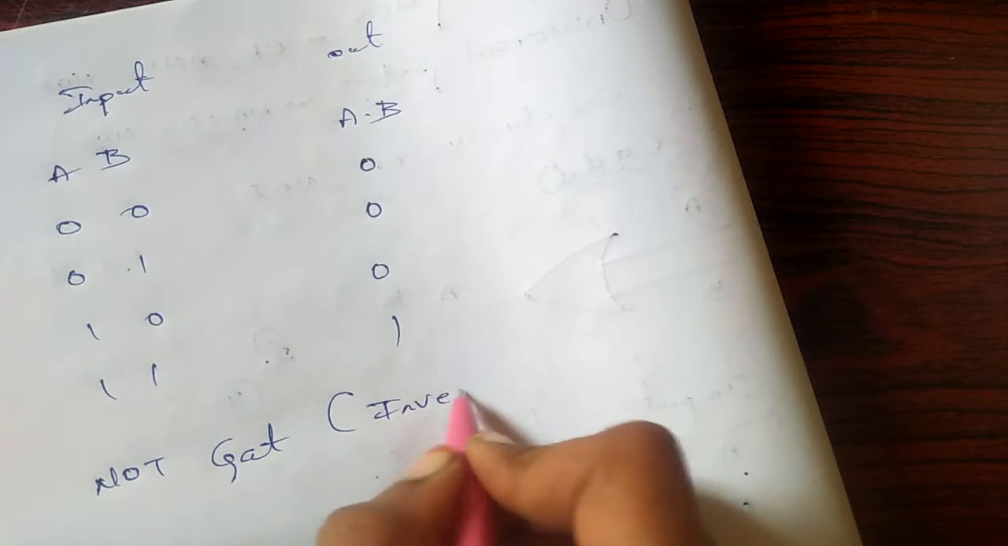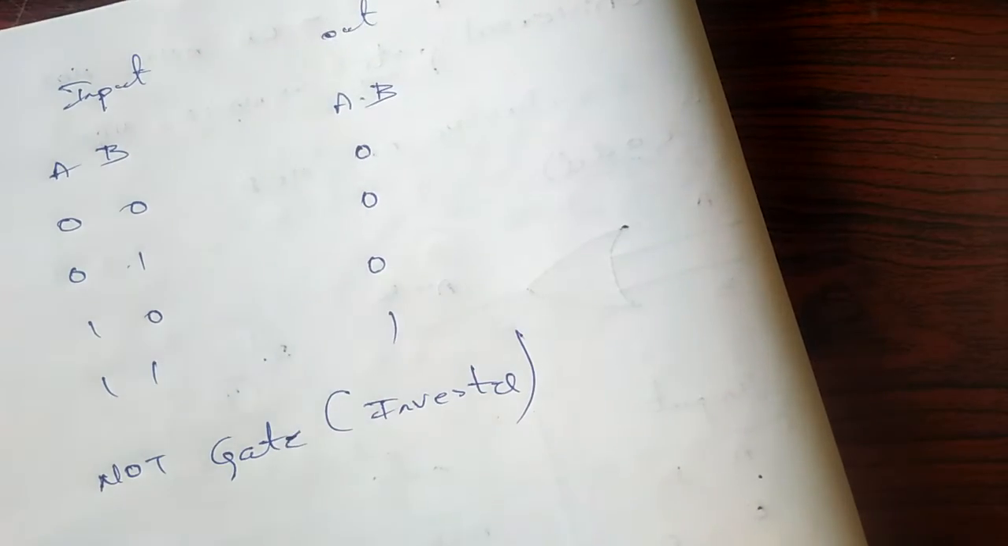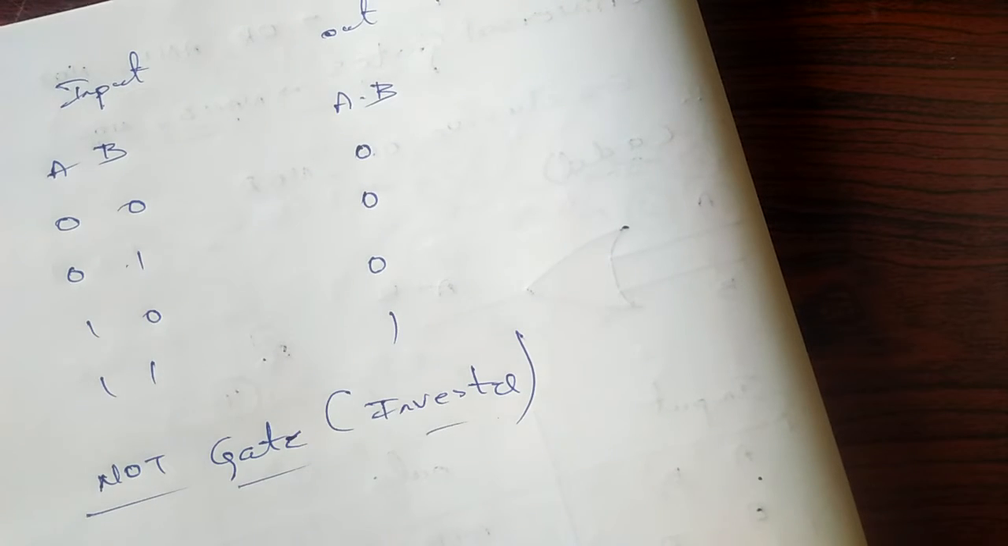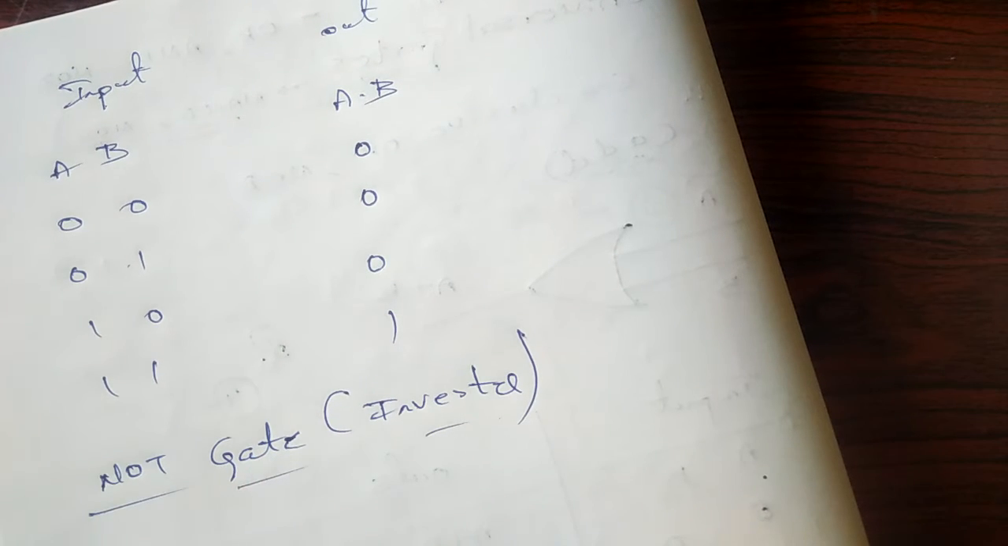What is the NOT gate? The NOT gate is also called an inverter, meaning it does the opposite. The purpose of this gate is to convert one logic level into the opposite logic level.